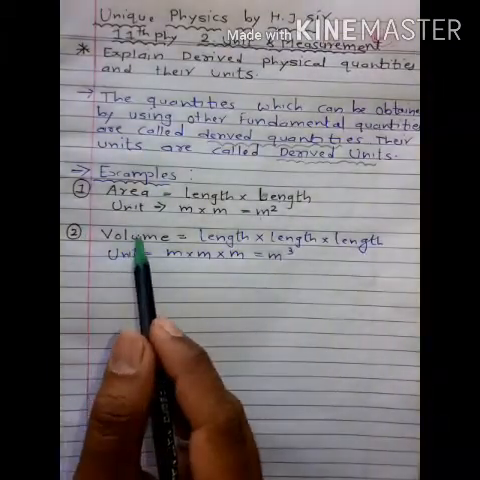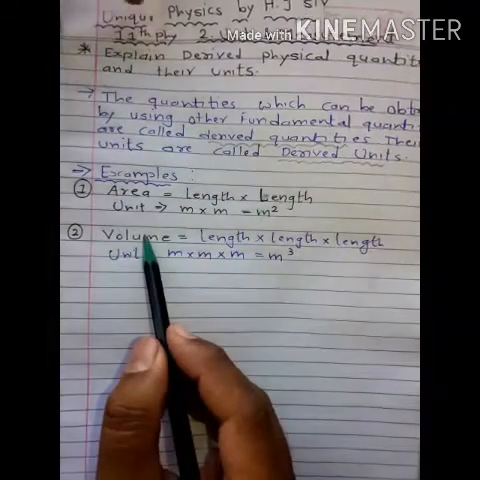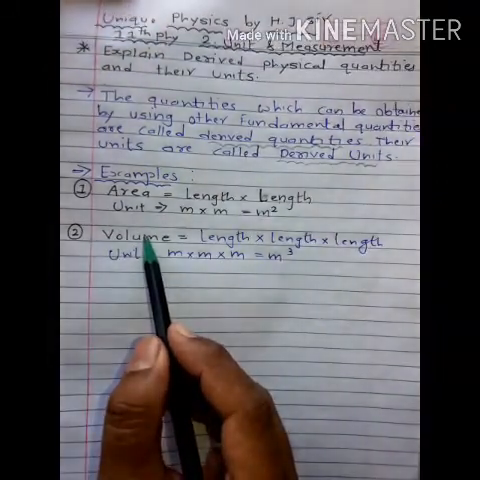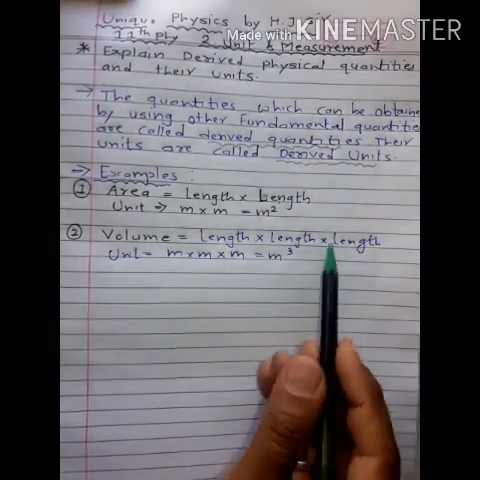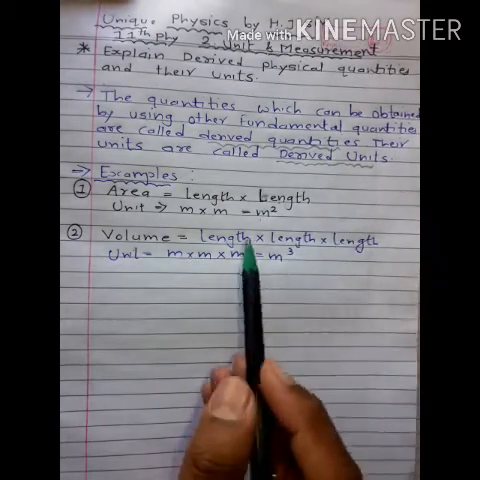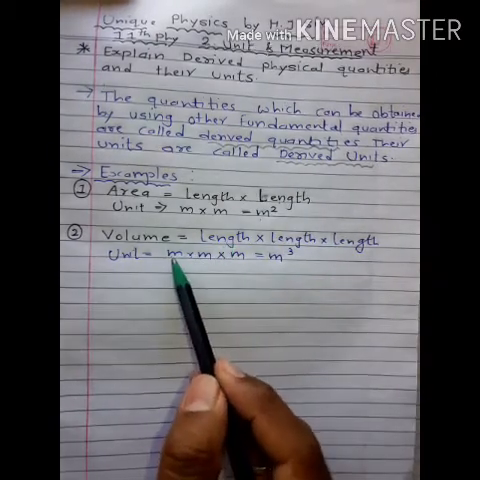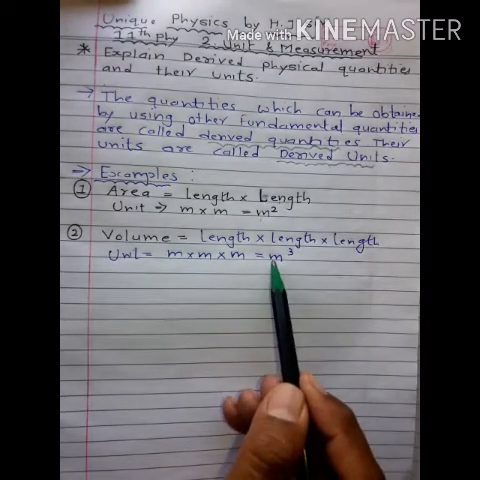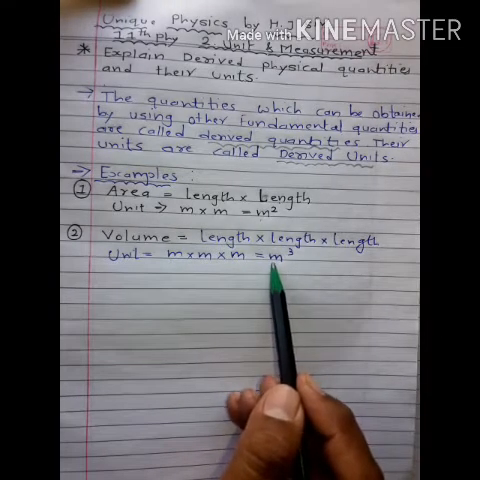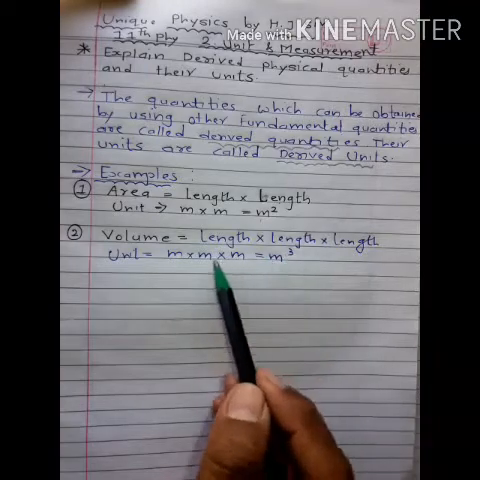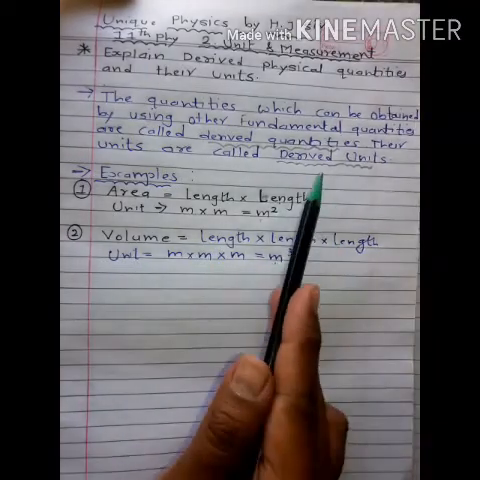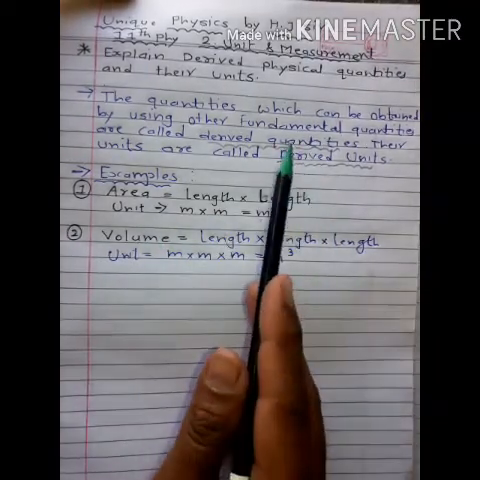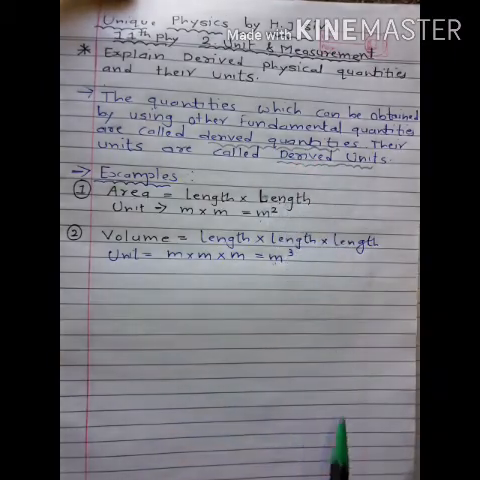Second example, volume. Volume of a cube is given by length into length into length. So the SI unit of length is meter. So here we have meter into meter into meter. So the unit of volume is meter cube. So this is a derived unit, while volume is called a derived physical quantity.